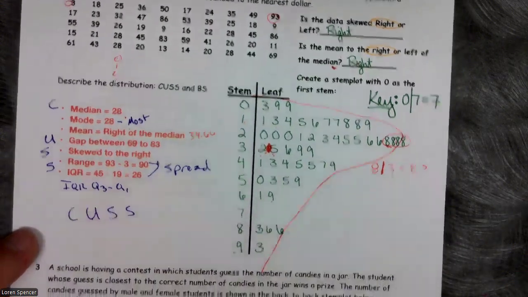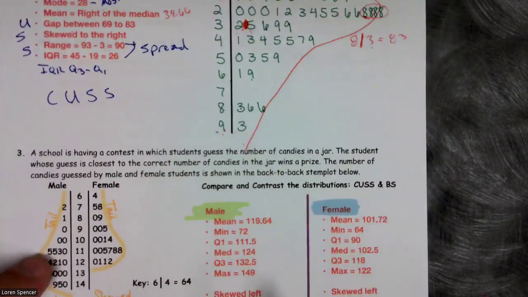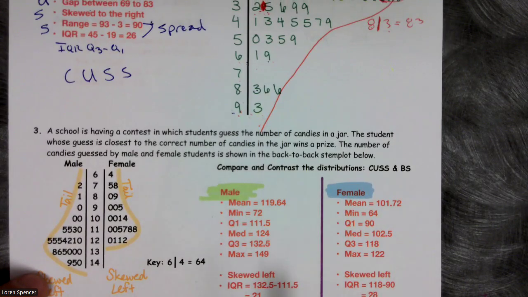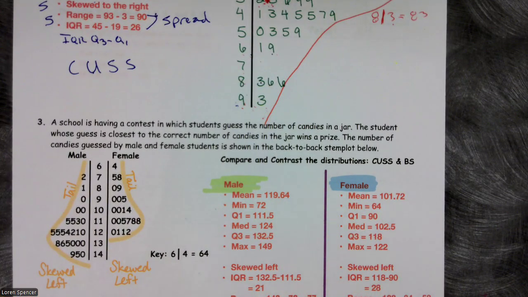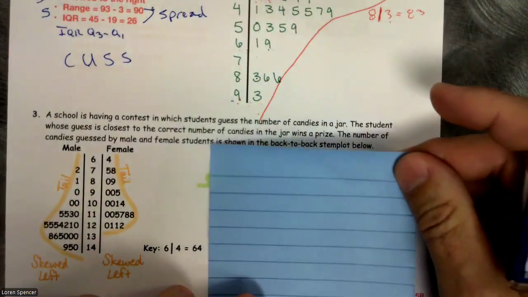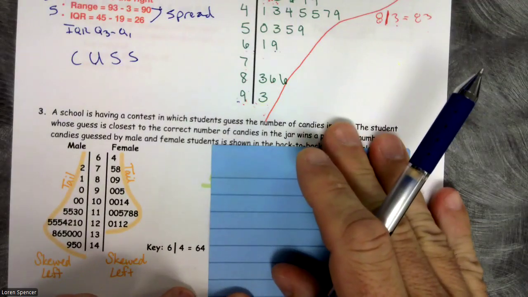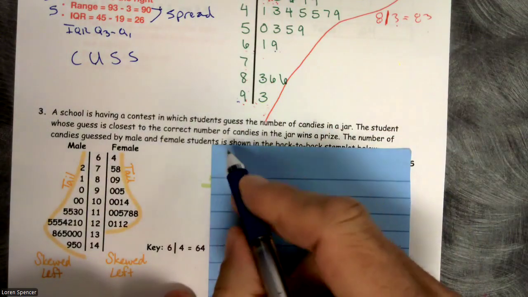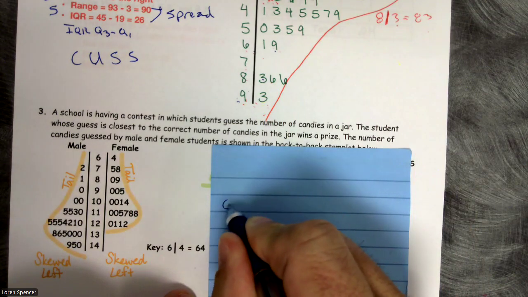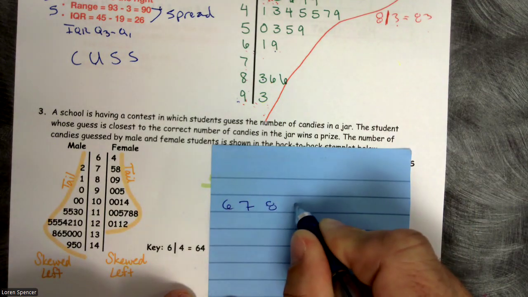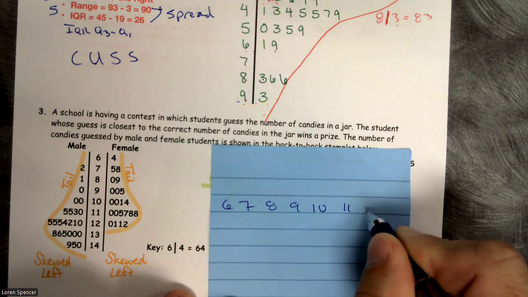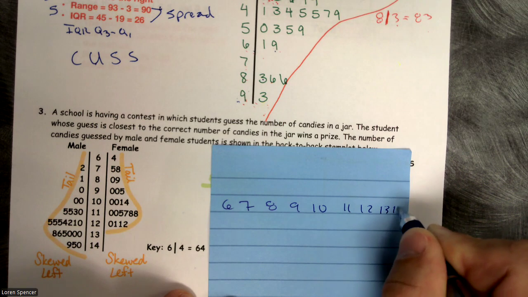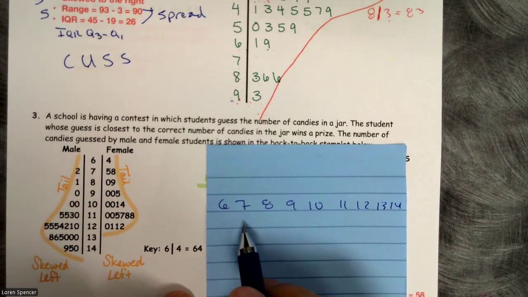All right. Number 3, a school is having a contest in which students guess the number of candies in a jar. The student whose guess is closest to the correct number of candies in the jar wins a prize. The number of candies guessed by male and female students is shown in back-to-back stem plots. I have to warn you on back-to-back stem plots. People mess these up all the time because they turn it the wrong way. So my number line is 6, 7, 8, 9, 10, 11, 12, 13, 14. Now you don't have to do the number line all the way across.